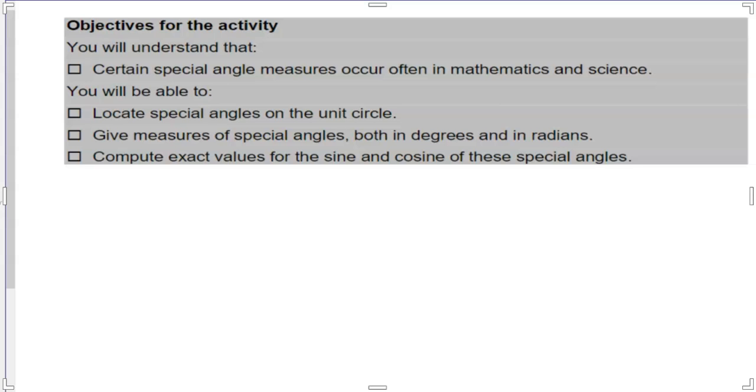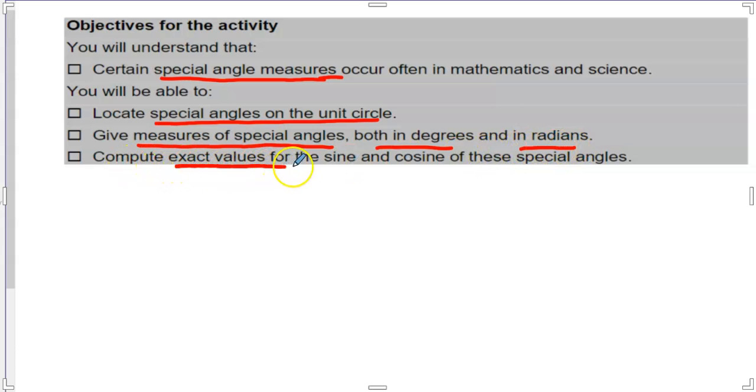Objectives for the activity. In this activity, you will understand that certain special angle measures occur in math and science. And so you will be able to locate special angles on the unit circle, give measures of special angles, both in degrees and in radians, and then compute exact values for the sine and cosine of these special angles.